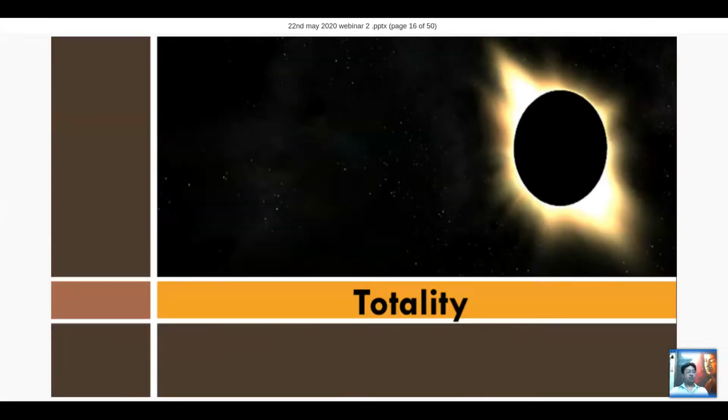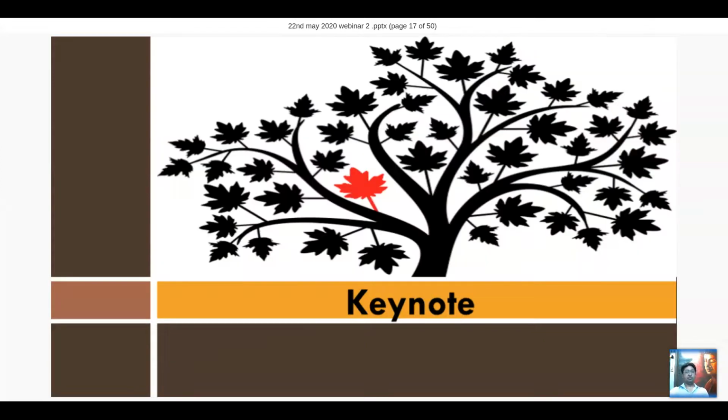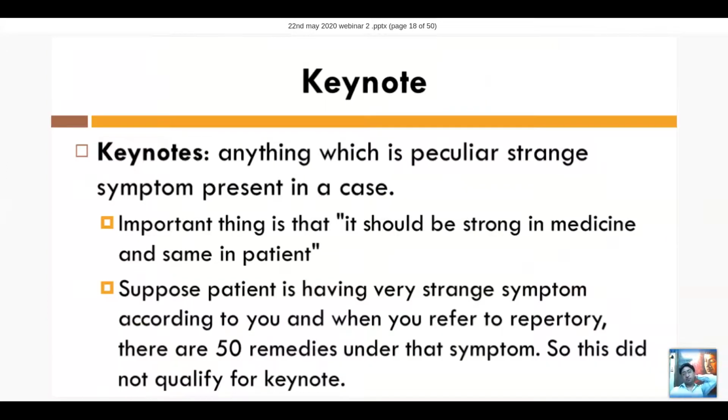So the next type of information we get is totality, and we all know it very well, so we're just skipping this. The other important thing next is the keynote, right? Now, these are very important. First of all, what are keynotes? Anything peculiar or strange, a symptom present in the case, right? The important thing here is to understand that it should be strong in the medicine and strong in the patient. Suppose the patient has a symptom that is very strange according to you. You think the symptom is very peculiar, very strange. But when you refer to the repertory, there are 50 remedies under that symptom.